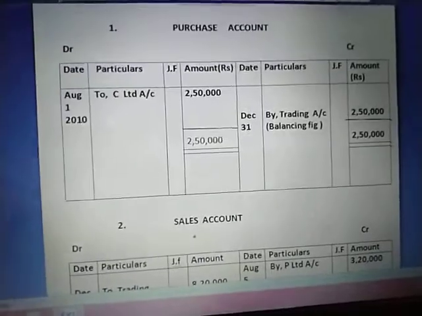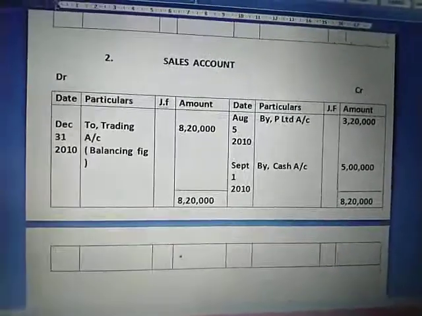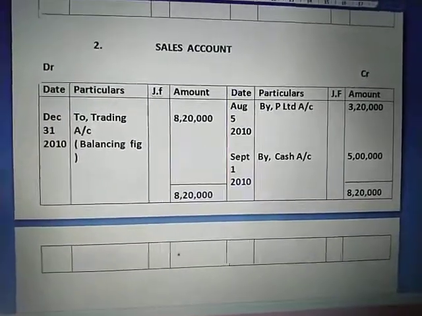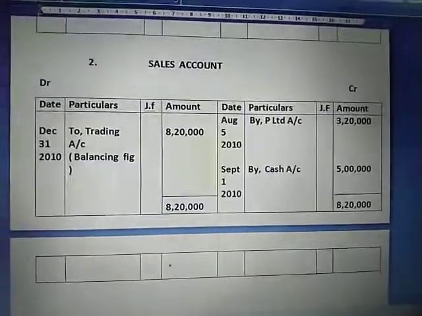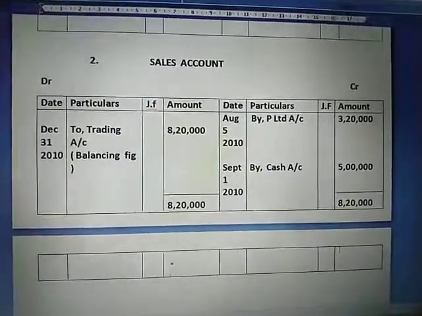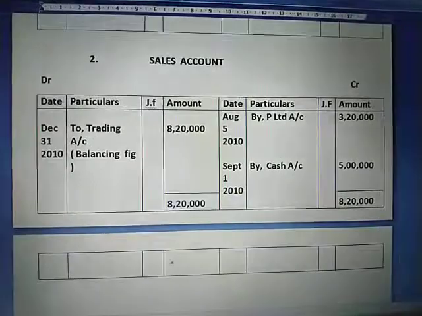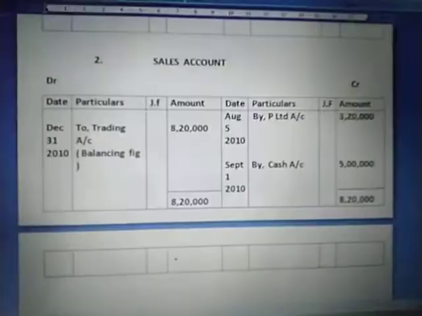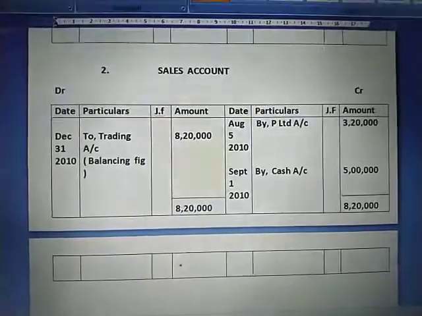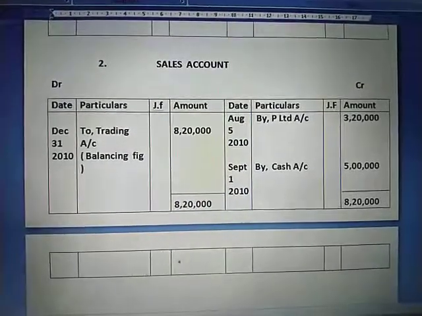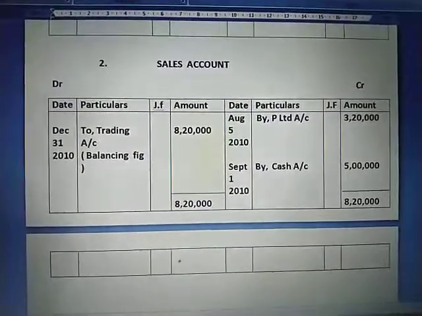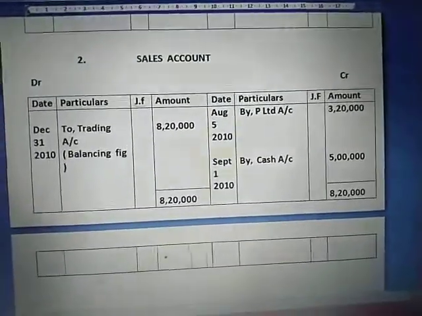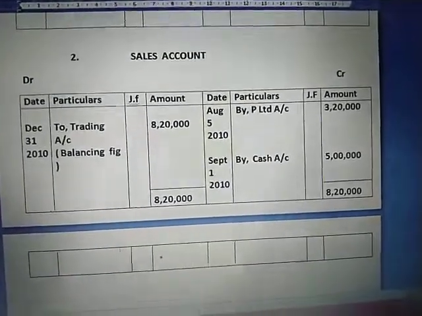Now comes the balancing of sales account. In sales account we have got two transactions, so we just add up the credit side of sales account and it gives us 8,20,000, and on the debit side there is no transaction, so we'll simply write the balancing figure and transfer it to the trading account, that is 8,20,000, and you have to close the account by drawing a double line. This I have discussed previously also.